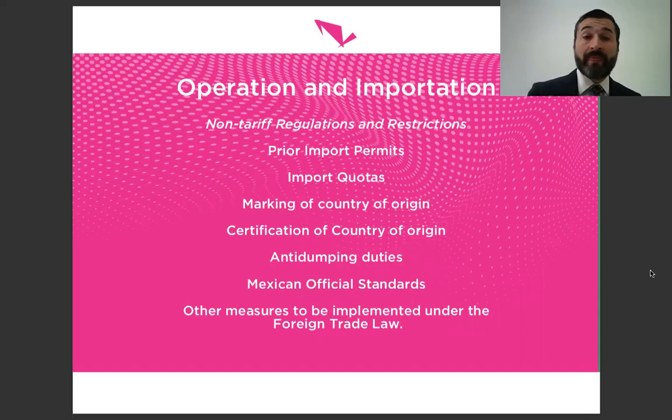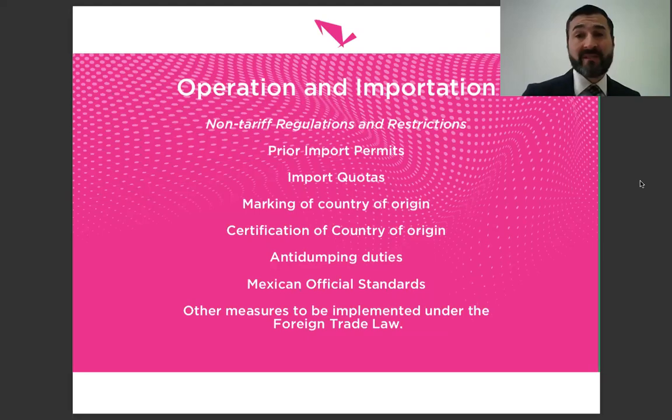Okay, so we expect to be a highly regulated market with non-tariff regulation and restrictions, specifically prior import permits. Surely the government will make us mark the country of origin. There may be anti-dumping duties. I don't see this as something really happening, but let's put it in there.